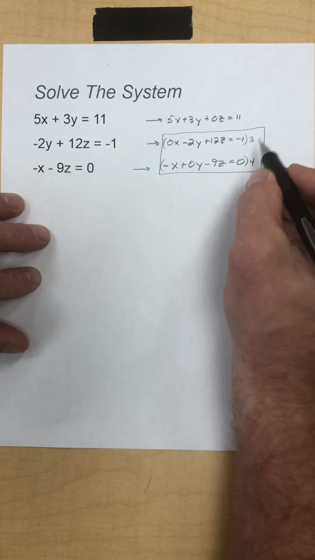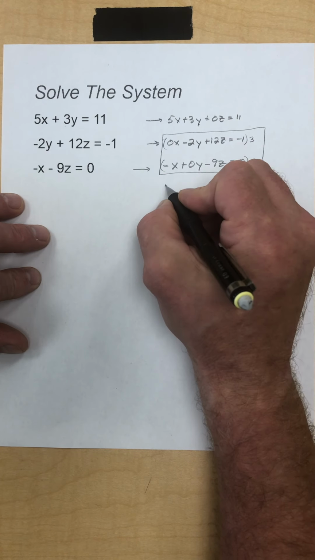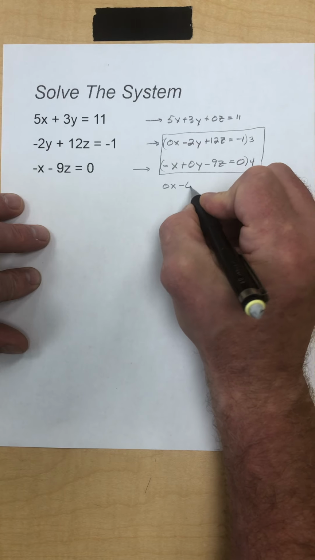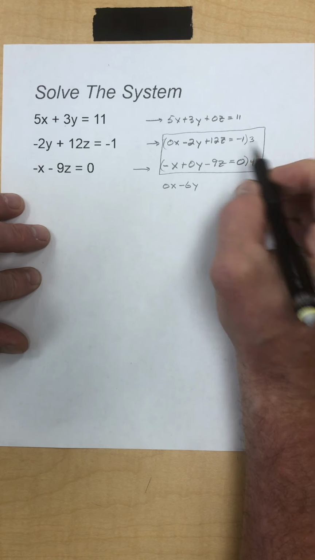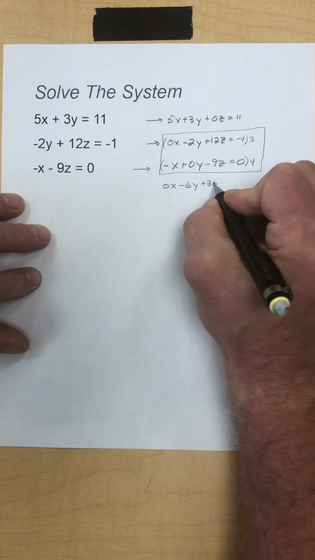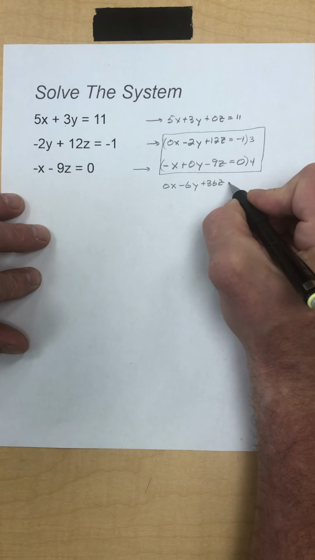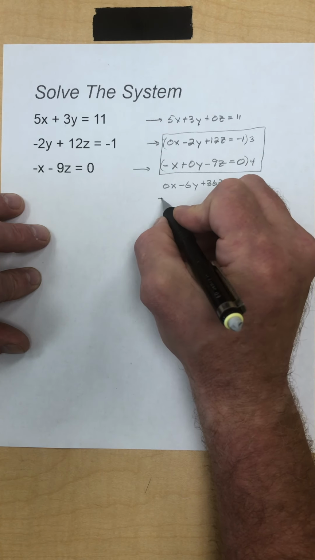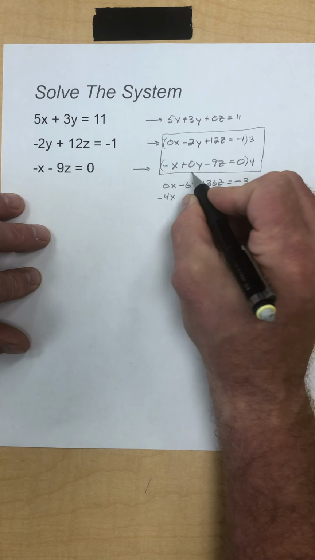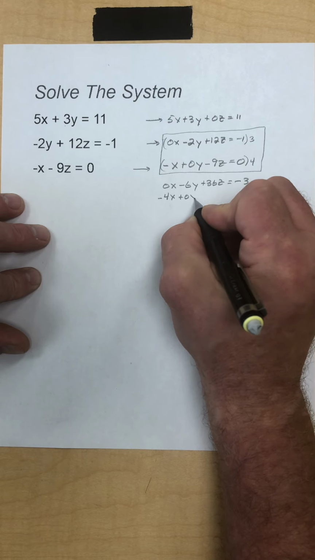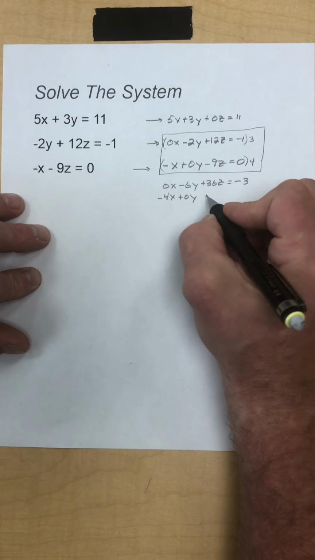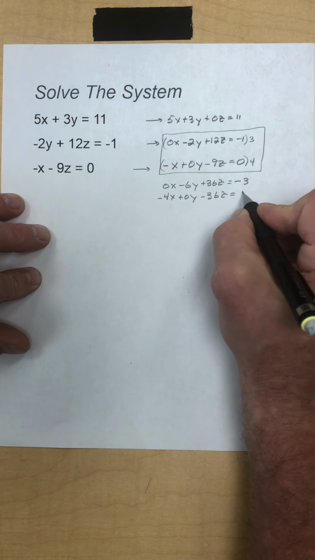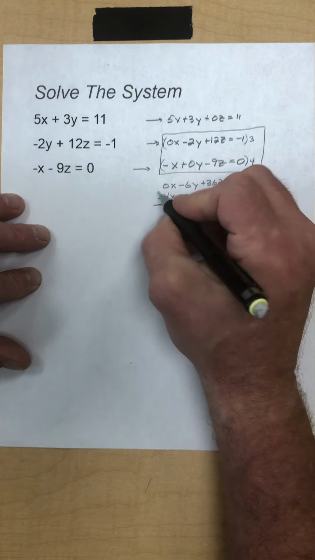So we create that. 3 times 0x is 0x, obviously. 3 times -2y would be -6y. 3 times 12z would be 36z. And then 3 times -1 is -3. Here, 4 times -x is -4x. 4 times 0y is still 0y. 4 times -9z is -36z. And then 4 times 0 is 0. And then we just add straight down.